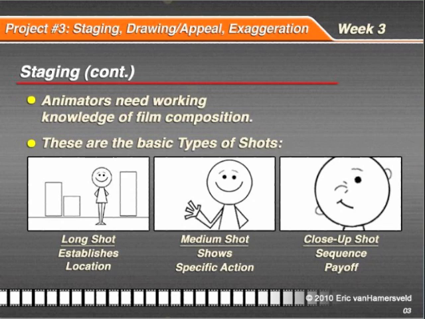Staging can be called picture composition. There are many books on this subject, but the animator needs to only have a basic working knowledge. For this class, you will only need to understand the basic types of shots. The long shot is used to give the audience a sense of where they are and also shows full body shots of the characters. The medium shot is used to get closer to the action. And the close-up shot is like the punchline to a joke or some other important event that the audience must know about.